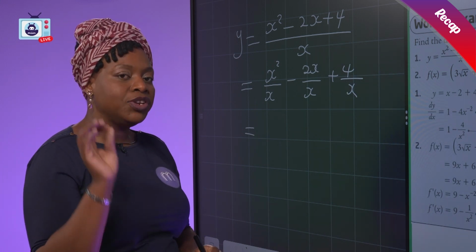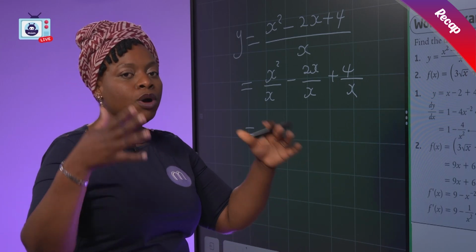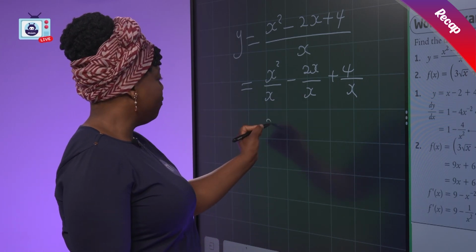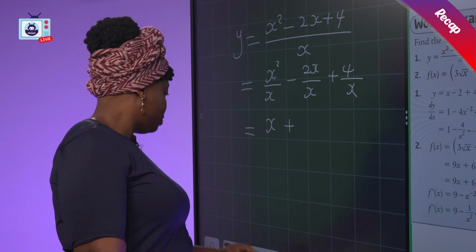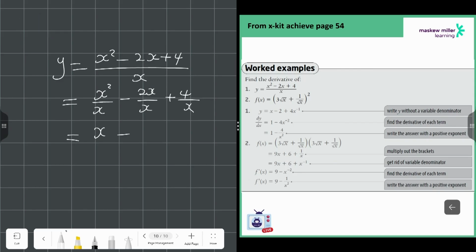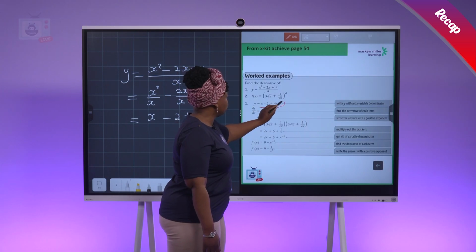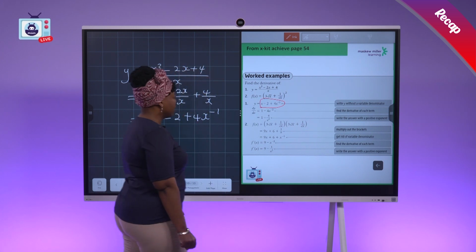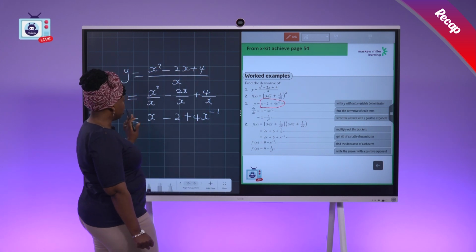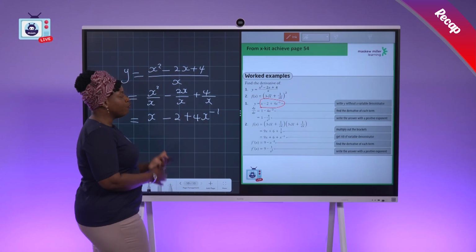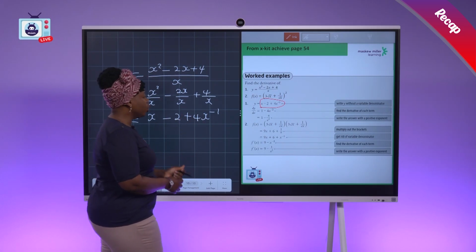Never ever write the derivative before you get your standard form where you can derive. So here we will have x, minus 2, and then we'll have plus 4x to the negative 1. So you can see how we got into the place where we had x minus 2 plus 4x to the exponent of negative 1. So you just do that first, and then after here, you follow the same rules and principles for you to then derive.